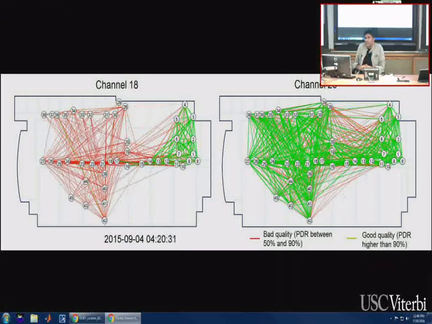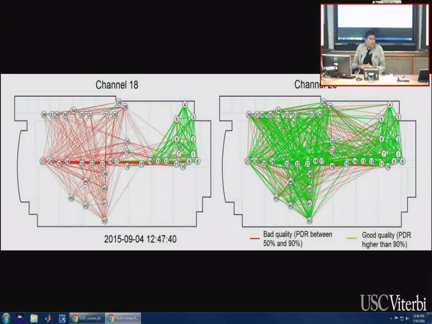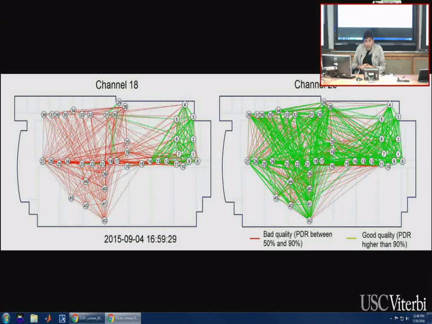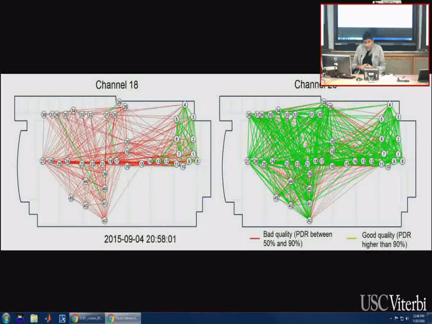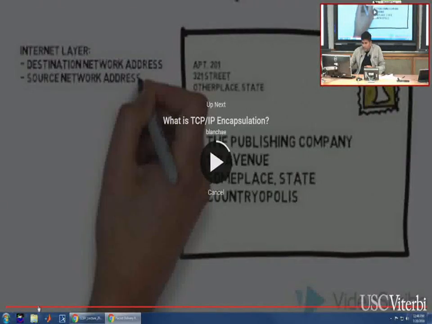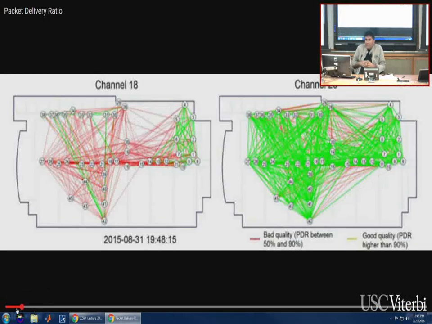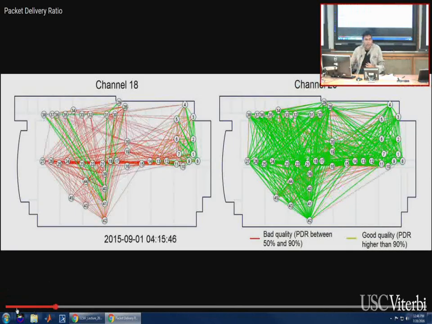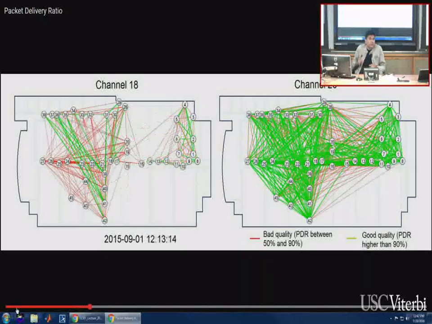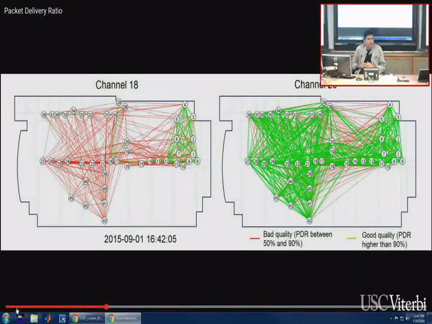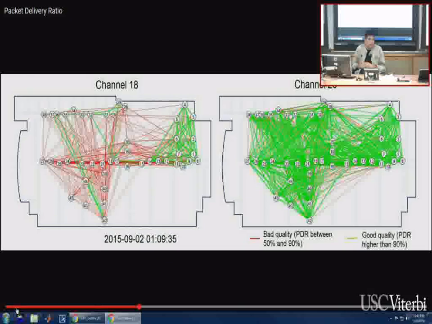The figure on the right, channel 26, which has a lot of green links, happens to be a radio channel that has no external interference. In that figure, the links are green most of the time because the links that are bad are so bad that they won't even be red. They're of very low quality. So you're not seeing a lot of intermediate quality links. There are some links that are really bad, but they don't show up at all because they don't even get 30% of the packets.